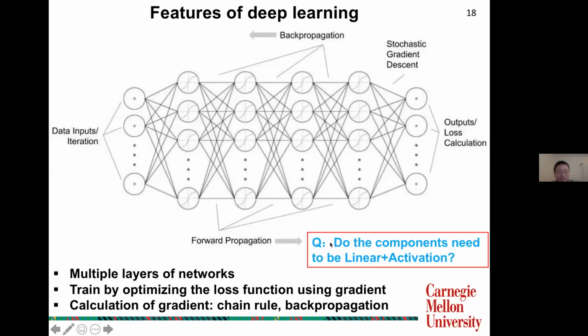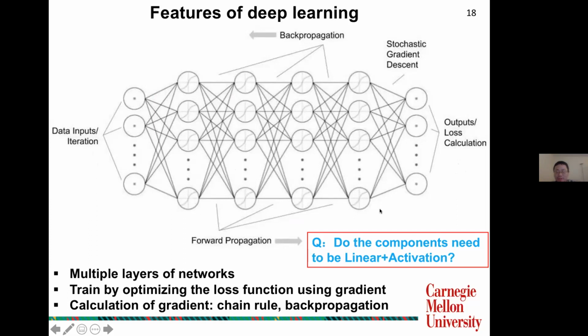So how do you train this neural network? You calculate a gradient and use this gradient to optimize the loss function, and this loss will be backpropagated towards the parameters, and then you can adjust the parameters to train the model. So how do we calculate the gradient? We use the chain rule backpropagation.